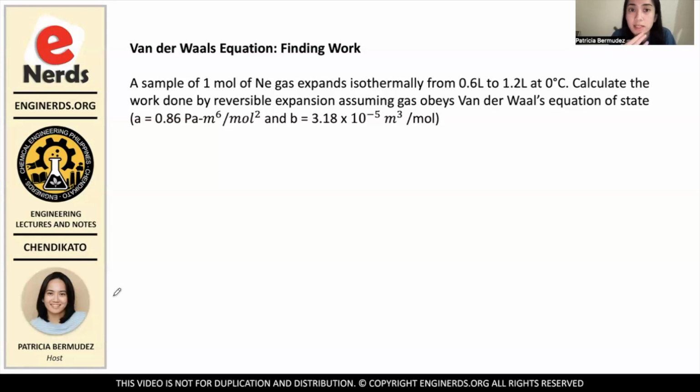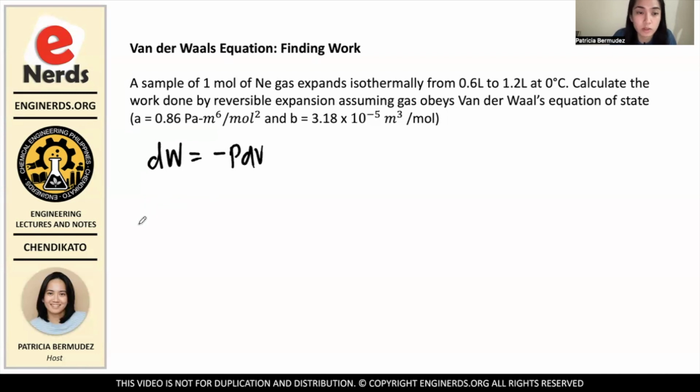For our Van Der Waals equation, the first thing that you have to do here is just isolate the pressure, because we know that dW is equal to negative P dV. This is the differential form of work. And since the pressure in the Van Der Waals equation is dependent on the Van Der Waals constants, we have to express P in terms of those constants.